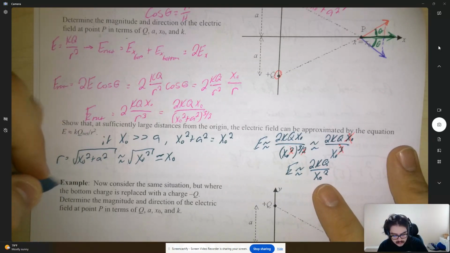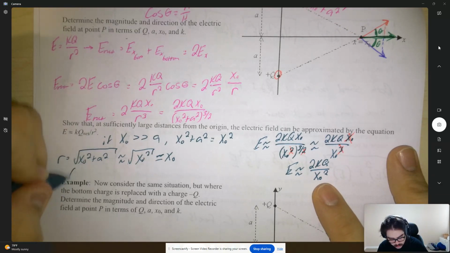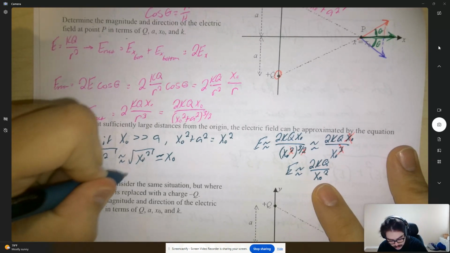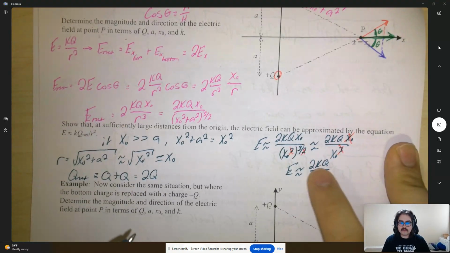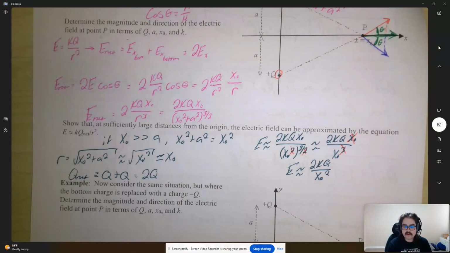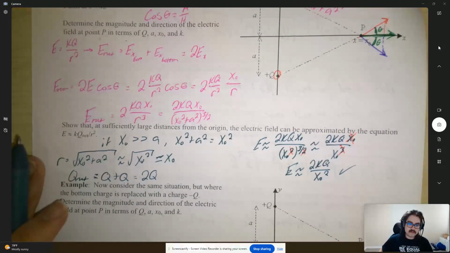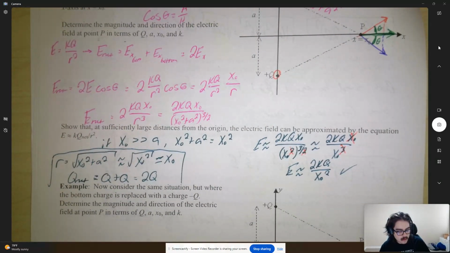I can also say that the net charge, well, you've got one q and another q, so that's just 2q. So I can turn this 2q into just q net, and that gives me the exact equation that we were looking for. So this is perfectly fine. This approximation checks out because of these two major things that we have to consider. Okay?